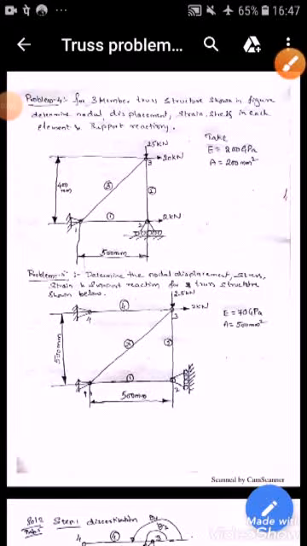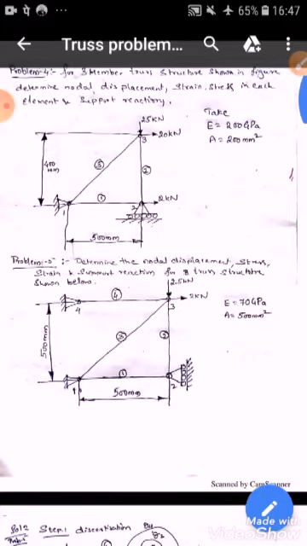Hello students, today we'll go ahead with the truss problems. Problem number 5. In the previous session I had completed problem number 3 and given a new assignment, problem number 4. Let's see what problem number 5 is.